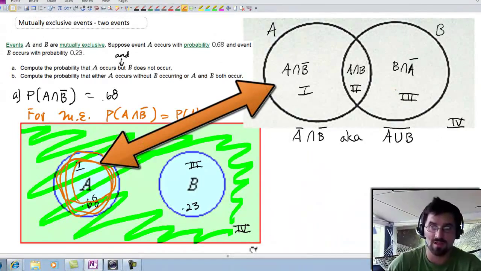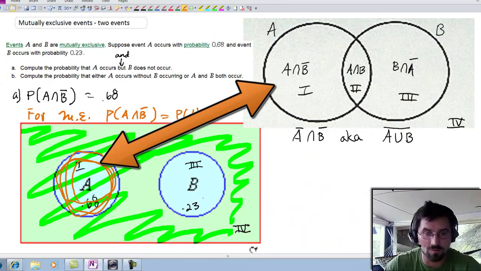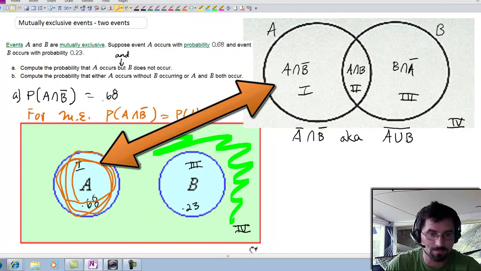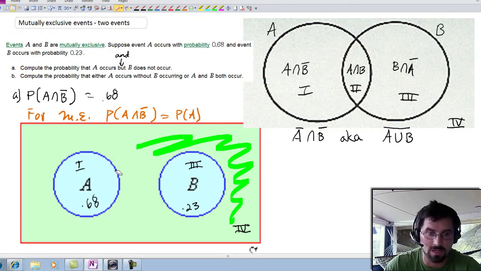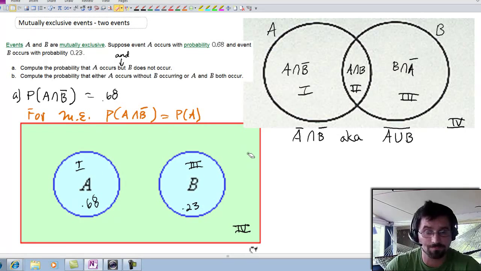Goes with this. Even though now it looks like a whole circle, it's not region 1 and 2 over here. Let me erase. It's just region 1. And just like this is region 1 and it says A intersect not B, this region 1 is also A intersect not B. Okay? Let's look at the second question.